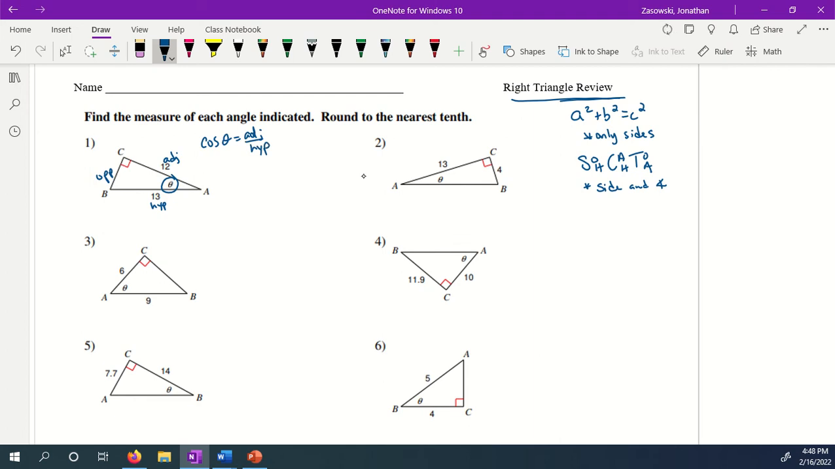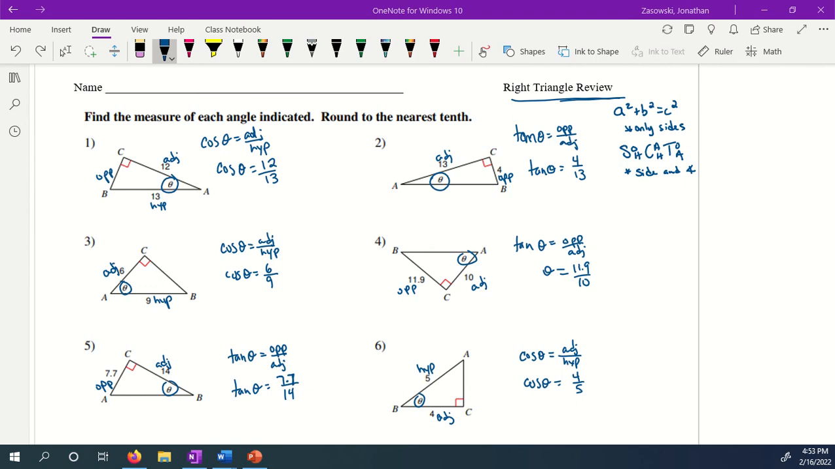See if you can set up the other ratios for these, and then we'll come back in a second. So pause it, see what you can do. Hopefully you ended up with these ratios. For the first one, we did adjacent over hypotenuse, so 12 over 13.